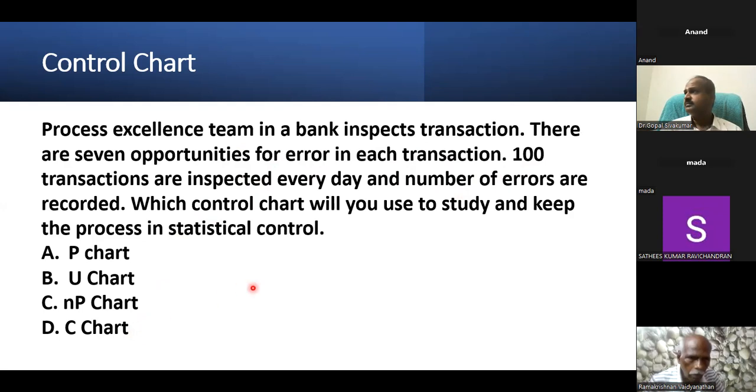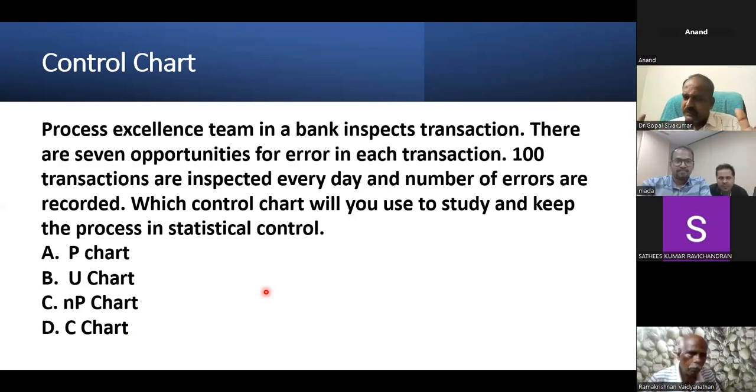So one doubt here: 7 opportunities for error in each transaction. It's not opportunity for failure, it's not defectives. So the definition is, in every transaction there are seven types of defects possible. After the completion of the transaction, the beneficiary name can be spelled out wrongly, and the amount can be spelled out wrongly.